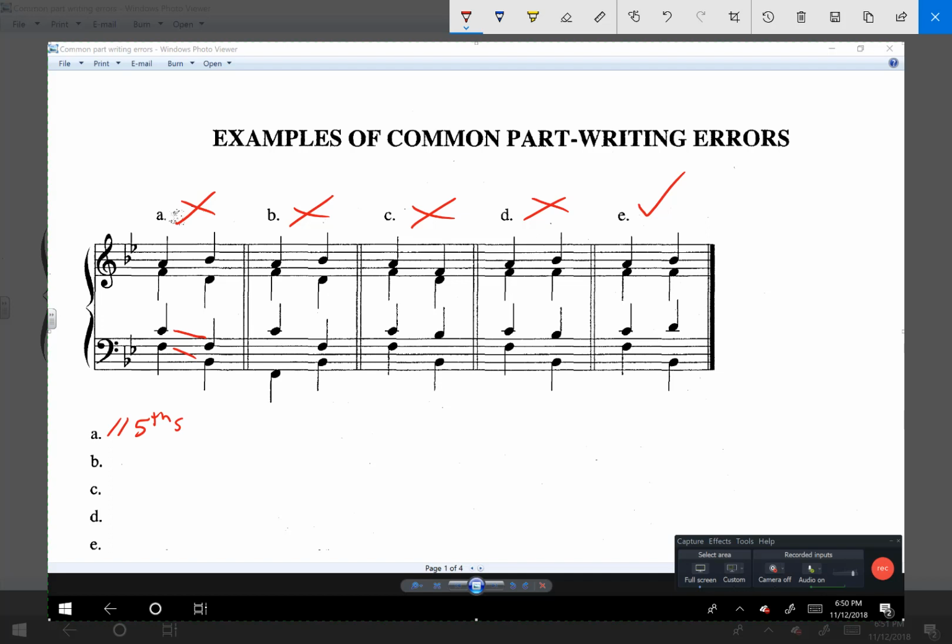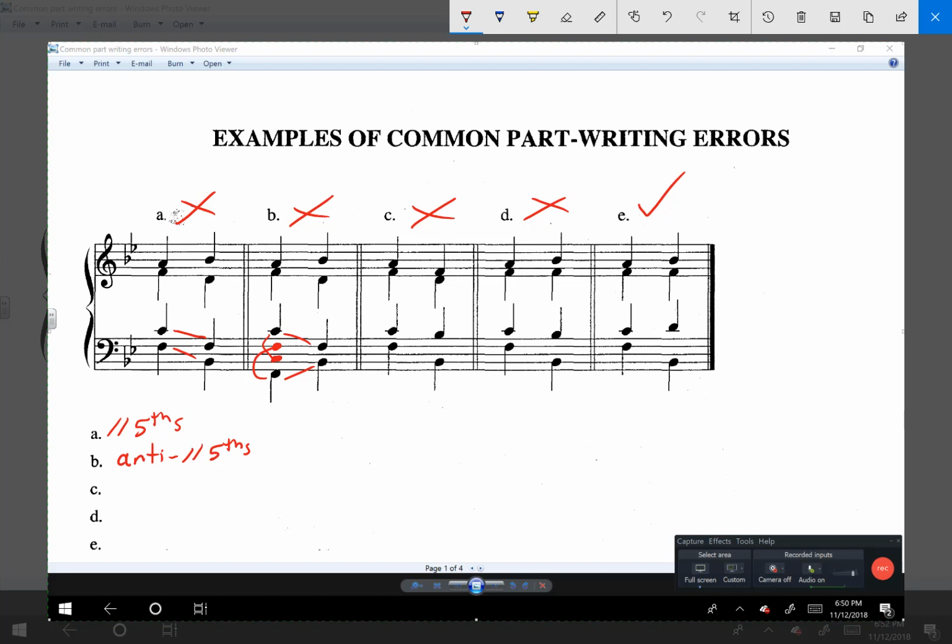In B, the mistake also happens between the bass and the tenor, right here. And although it doesn't look like parallel fifths, it's called consecutive fifths or anti-parallel fifths, which is also forbidden. If we took the C and moved it down the octave to there, or if we took the F and moved it up to here, we're still dealing with parallel fifths. In this case, the way it's written, the technical term is anti-parallel fifths. And that happens between the bass and the tenor, so that is forbidden.